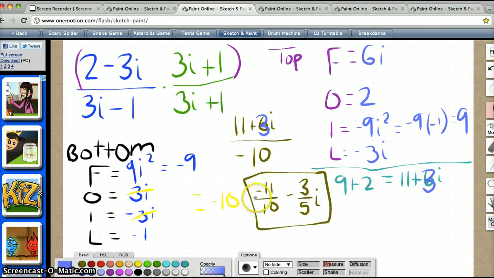So your answer should be a negative 11/10 minus 3/10 I, and that is your answer. Again, our standard form is A plus BI, so that's why we put it into standard form. Our real number goes first, which is a negative 11/10, and our imaginary number, which has our I, always goes second, so minus 3/10 I.